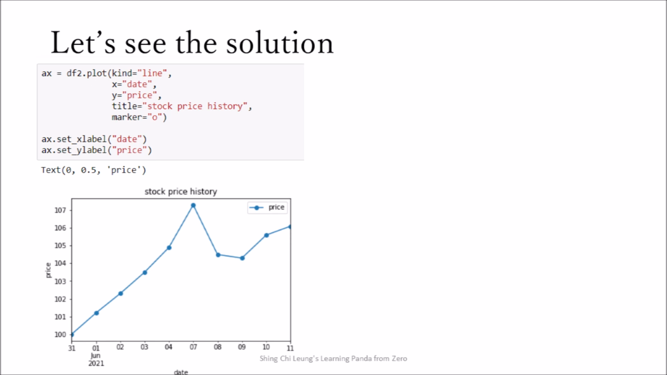Now let's take a look at the solution. First, let's see how to make a price history chart. We will naturally need to call the column price and use the plot method. We pass the argument kind to be line and select the x and y value accordingly.